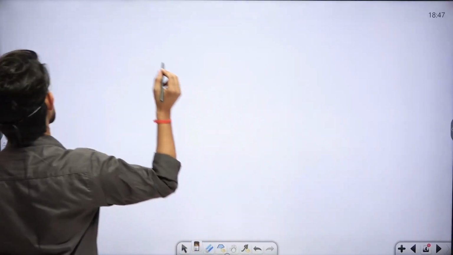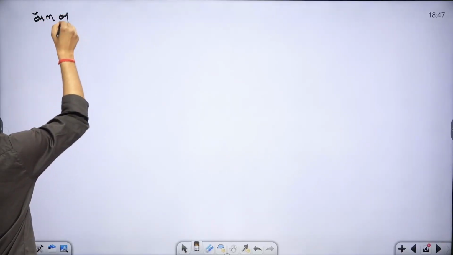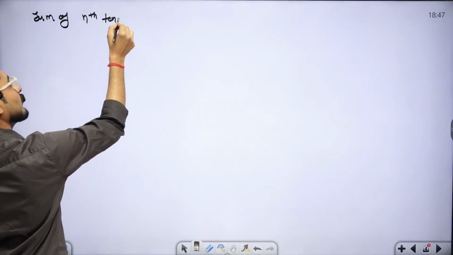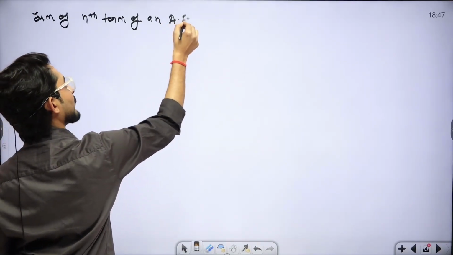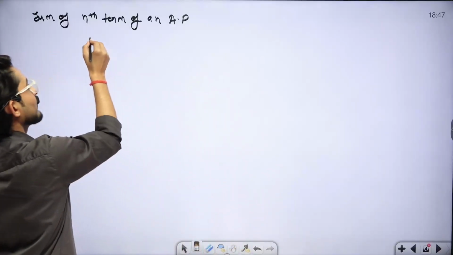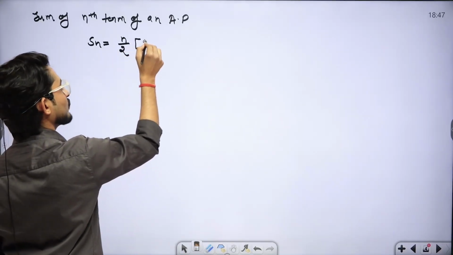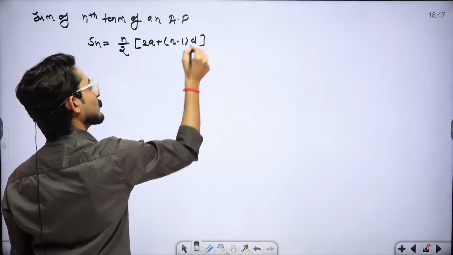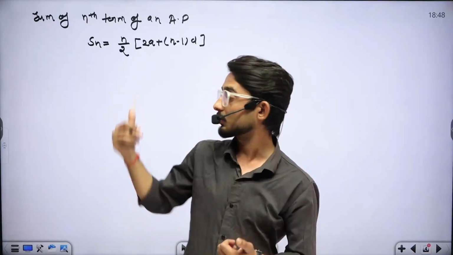Now move on to the next example. Sum of n terms of an AP. How can you find the sum of n terms of an AP? For finding the sum of n terms of an AP, you will take Sn. And what is the formula of Sn? Sn equals n by 2 bracket 2a plus n minus 1 into d. From this given formula, you can find another formula. How can you derive another formula of Sn?